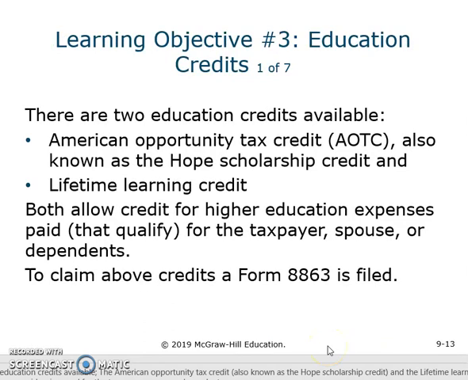So now we're going to talk about the two educational tax credits that are available. There's the American Opportunity Tax Credit, the AOTC, which was also formerly known as the Hope Scholarship Credit. And then there's also the Lifetime Learning Credit. Both allow credit for higher educational expenses for the taxpayer, spouse, or their dependents. To file either of the credits, a Form 8863 will be filed.